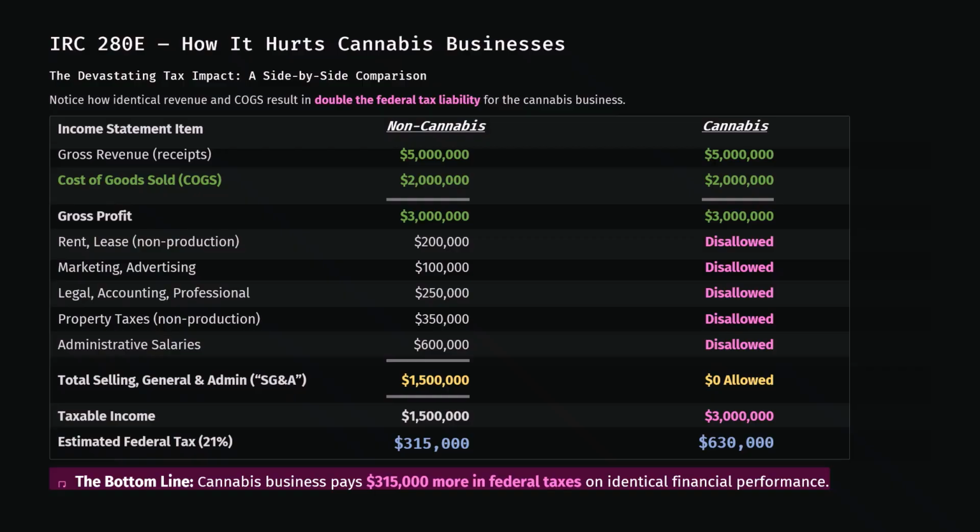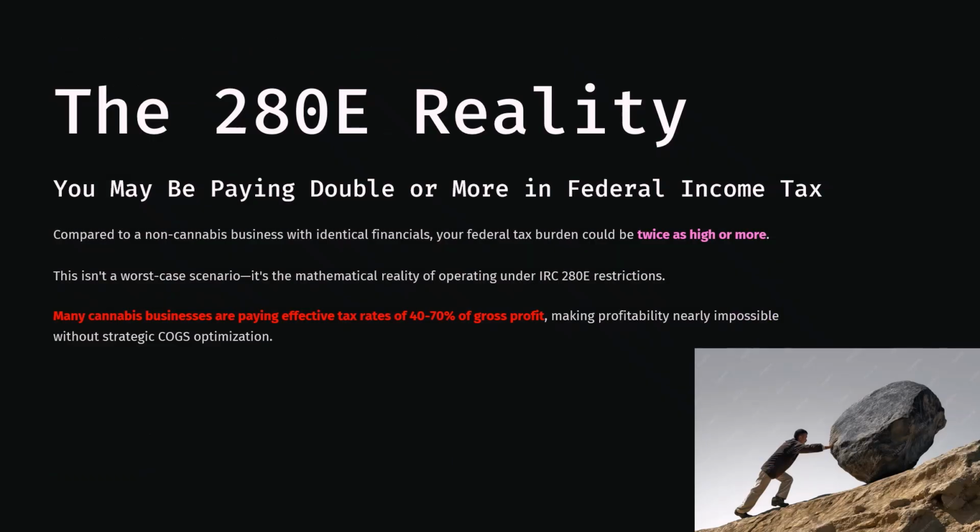Now let's shift to the cannabis company on the right. Thanks to 280E, none of those SG&A expenses are deductible, not a single dollar. That company is stuck with its entire $3 million gross profit as taxable income. Same revenues, same COGS, same operating expenses, but the cannabis company is paying taxes on twice the income. So that's $3 million versus $1.5 million. And if you do the math with real-world tax rates, that could be a $300,000 to $600,000 bigger tax bill, even if both companies actually net the same amount in cash. That's not just unfair, that's operationally devastating.